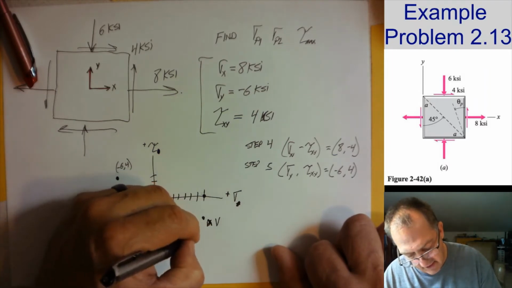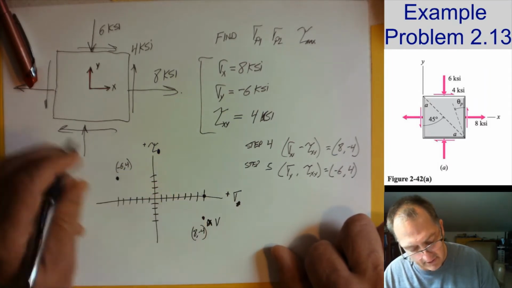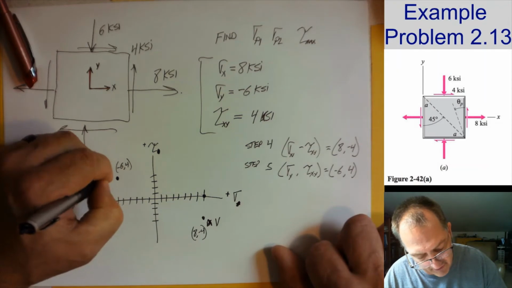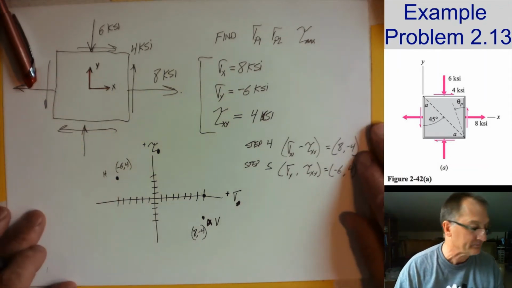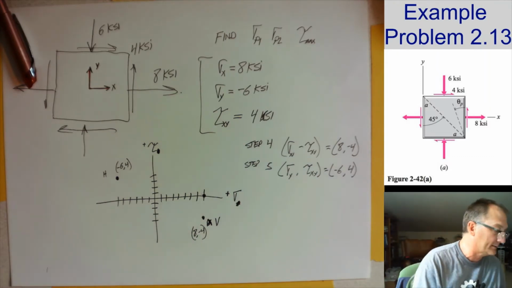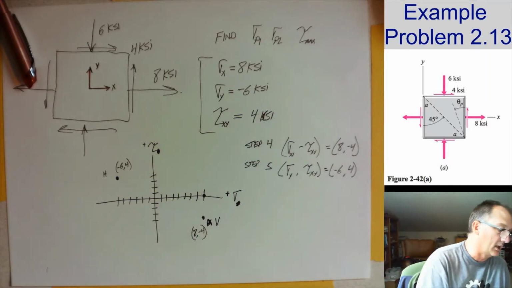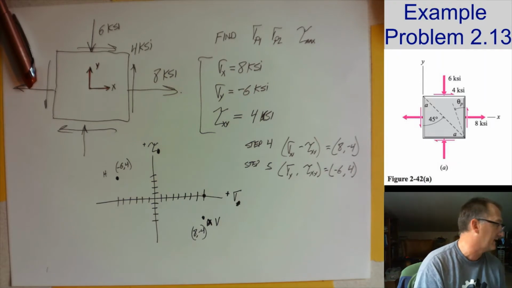This is 8, -4. Label this. This is my horizontal face, or it's my y face. Okay. Now draw. Okay, plot that. Draw a line though between those, and that establishes the center.